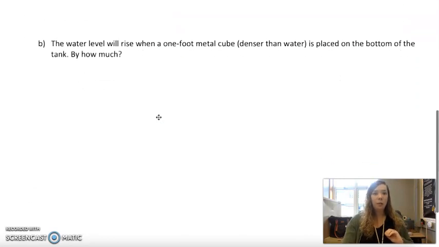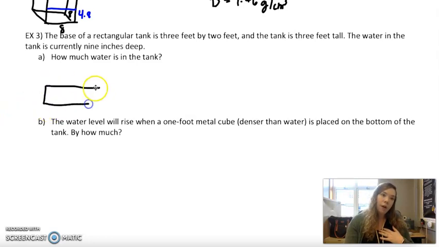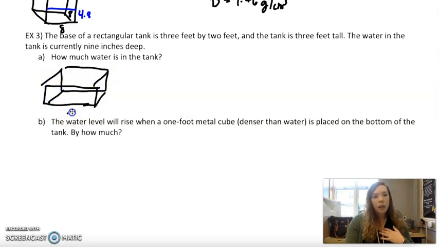Example 3, last one for today. The base of a rectangular tank is 3 feet by 2 feet. So not to scale, obviously, but I'm going to try to draw this here. So we'll say this is our 3, this is our 2, and the tank is 3 feet tall. So we have another 3 here. The water in the tank is currently 9 inches deep. Let's go ahead and convert them all to inches so that we're not dealing with feet and inches. So this would end up being 36 by 24 by 36.